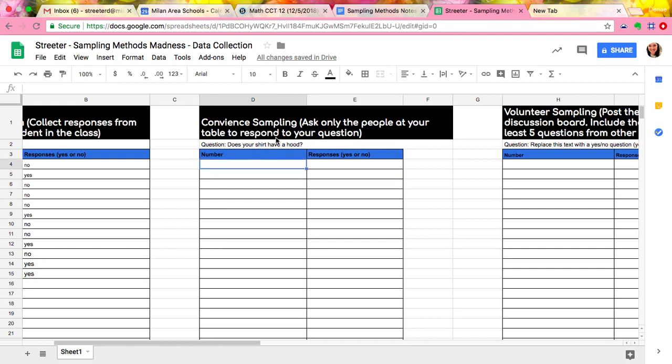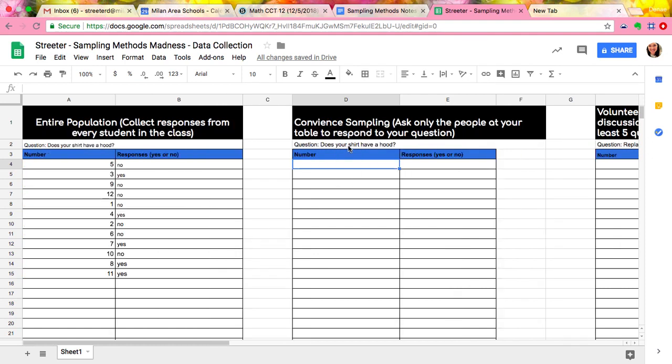But what you'll do is you are just going to ask the people closest to you. So you're going to ask the people that are sitting at your table. And remember, you're asking the same exact question. So you'll ask for their number and then what their response is, yes or no. So you're going to ask people sitting at your table, depending on the class size, either everyone at your table or just a few people that are sitting closest to you.